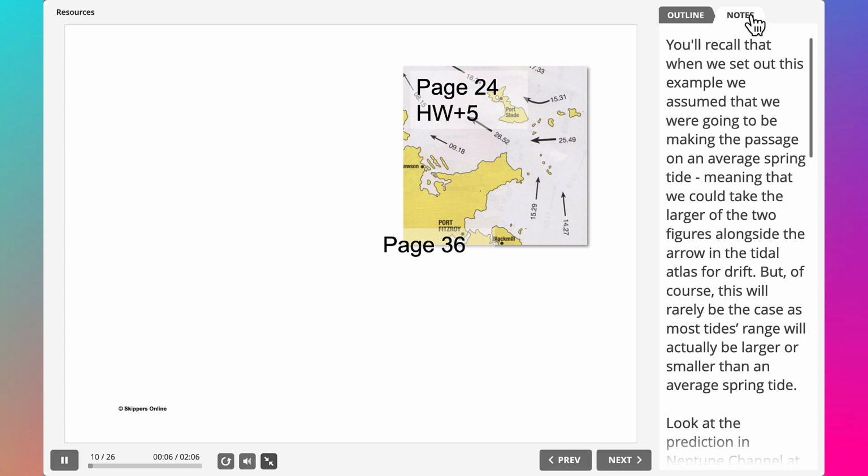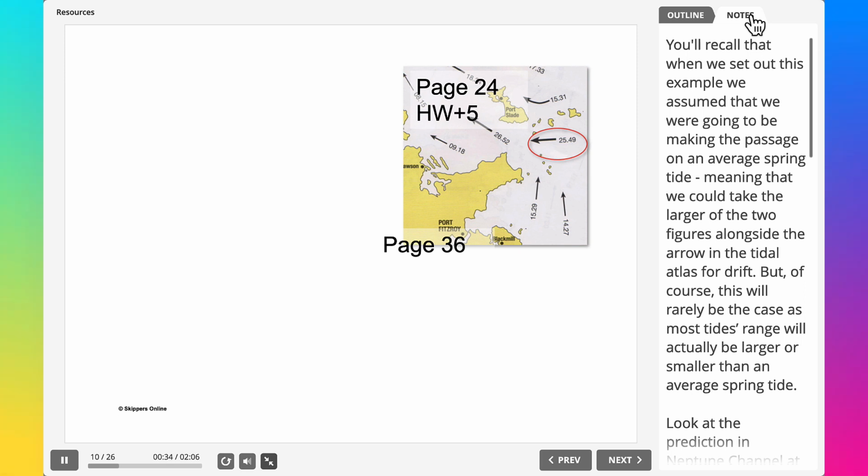You'll recall that when we set out this example, we assumed that we were going to be making the passage on an average spring tide, meaning that we could take the larger of the two figures alongside the arrow in the tidal atlas for drift. But of course, this will rarely be the case, as most tides' range will actually be larger or smaller than an average spring tide.